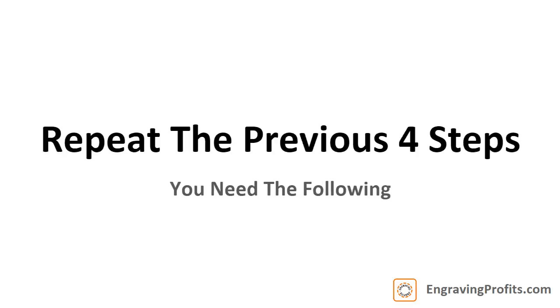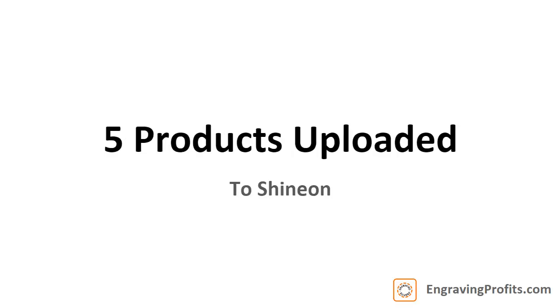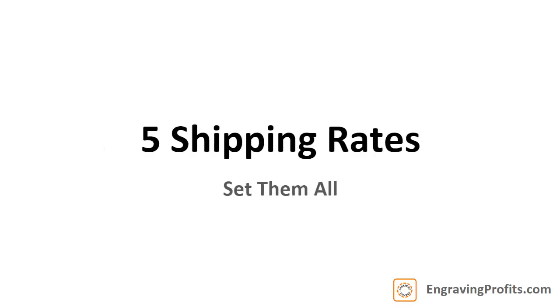Why 5? Because that's what I set it at. Repeat the previous 4 steps, okay? You need to do the following. You have to have 5 products uploaded to Shineon, 5 shipping rates, set them all. Don't forget that. Don't ever forget shipping rates.